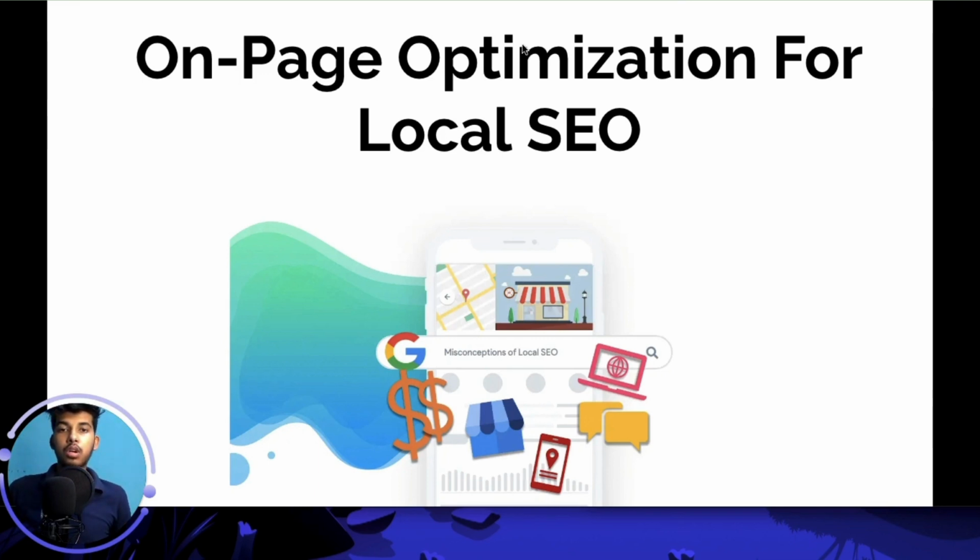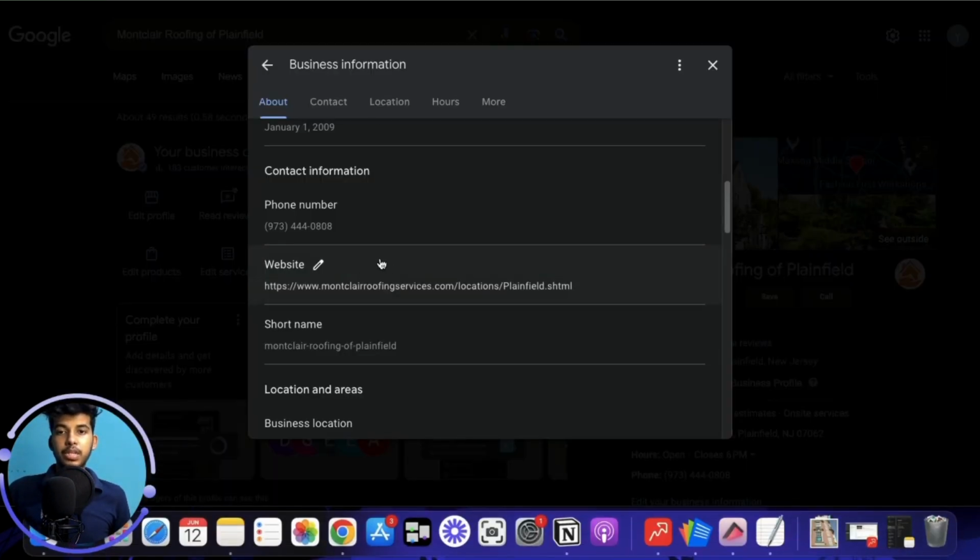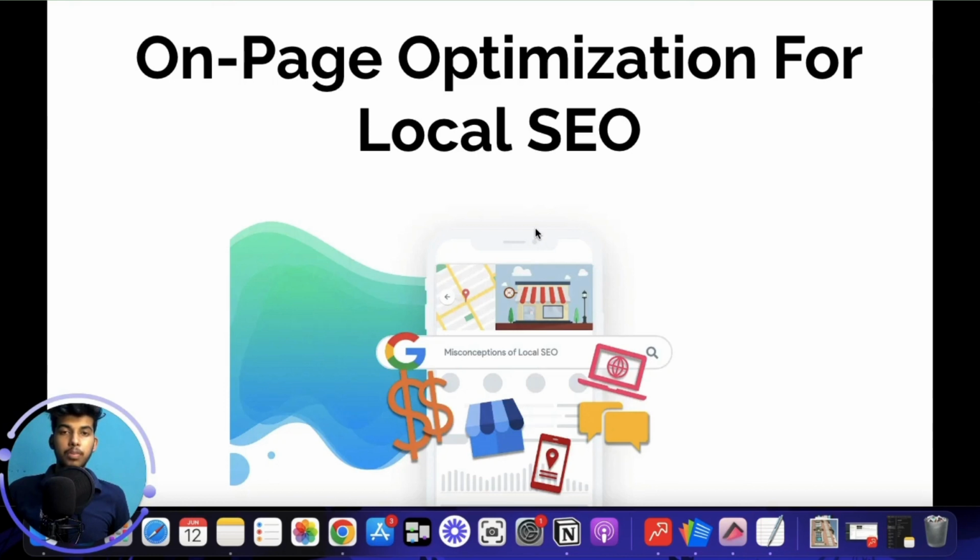If you don't know which page I'm referring to, just go on your GMB profile and you will find a website section up here. Just check which URL you have added here. Okay, so this is the URL that we are gonna majorly optimize as of now, because this is really the main thing that influences GMB ranking.